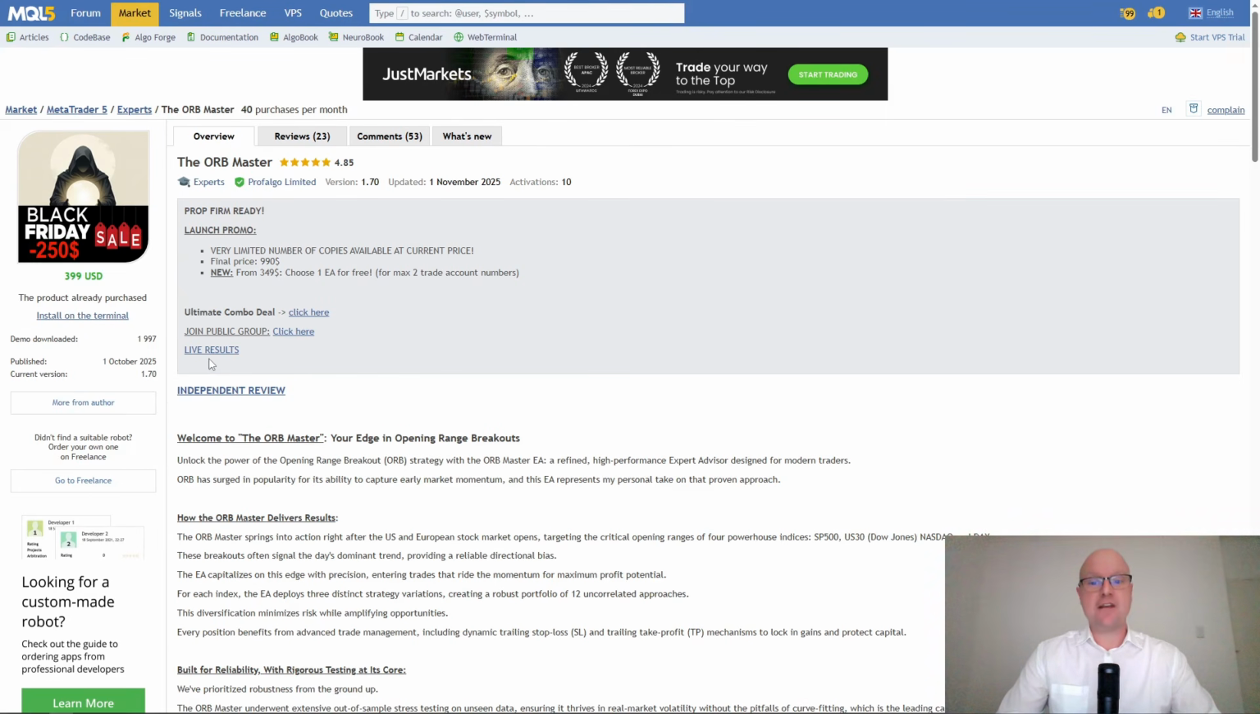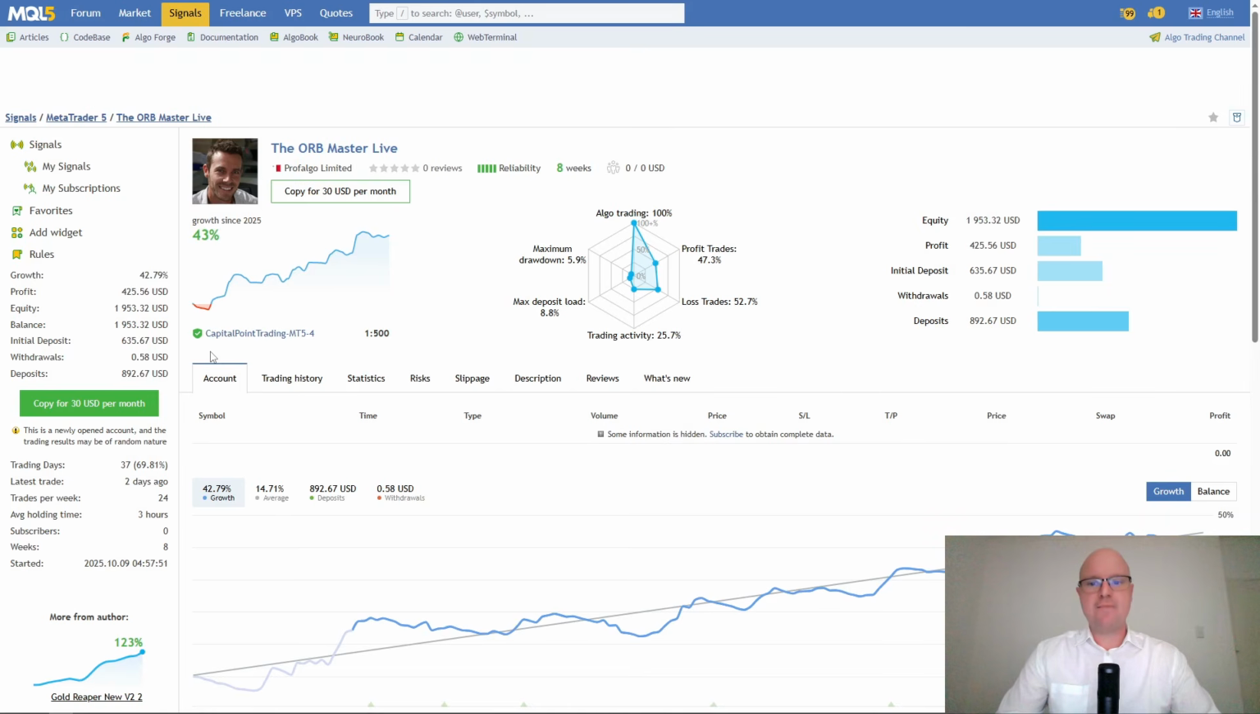On top of it, it also has a live signal, which is another requirement for me to trade any expert advisor or before I make the purchase. So currently his signal is up 43% with a very low maximum drawdown of only 5.9%. On top of this, it's 100% algo trading, meaning it doesn't incorporate any manual trades, and these are only trades from the ORB Master EA.